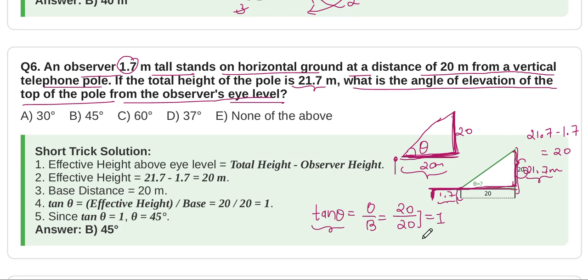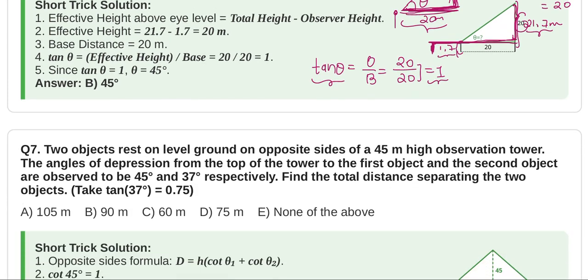At what angle does tan give you 1? At 45 degrees. So the angle of elevation must be 45 degrees, because at tan 45 only we will get the answer 1. Whenever height and base are the same, just remember the trick: height and base are the same, that means the angle of elevation must be 45 degrees. Look at the next question.